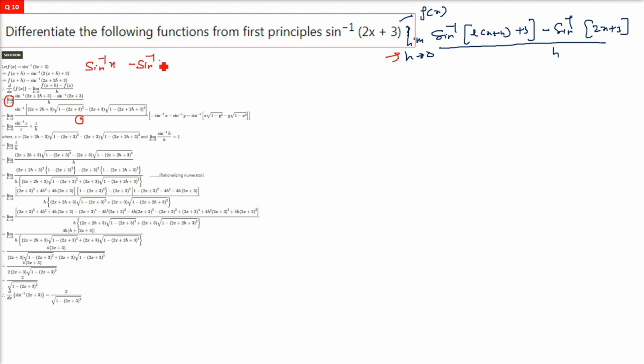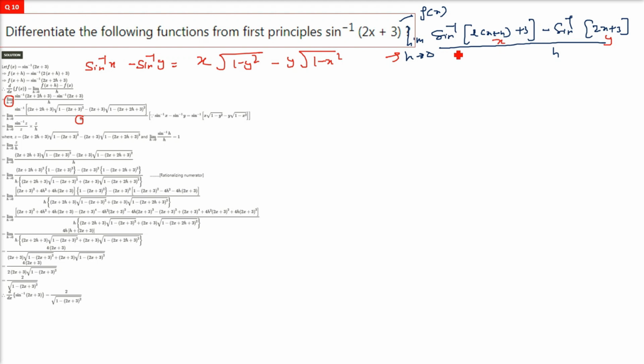Sin inverse x minus sin inverse y is sin inverse of x into under root 1 minus y square minus y into under root 1 minus x square. So this is a relationship you have to follow, where x is 2 into x plus h plus 3, and y is 2x plus 3. And limit h tends to 0 I will be taking wherever it is required.